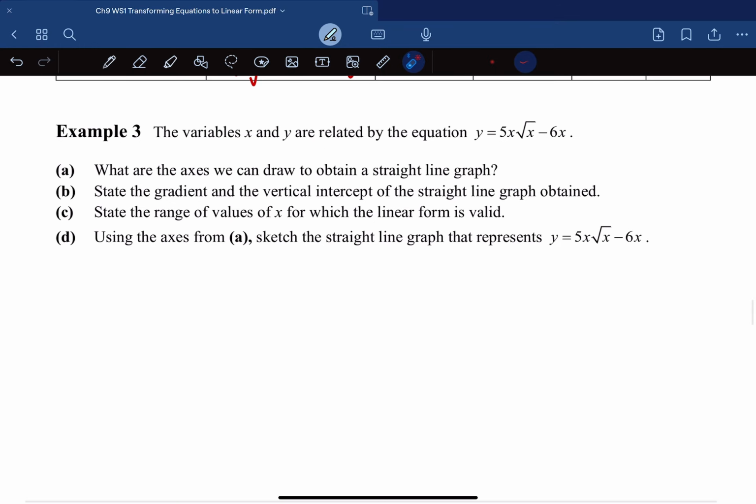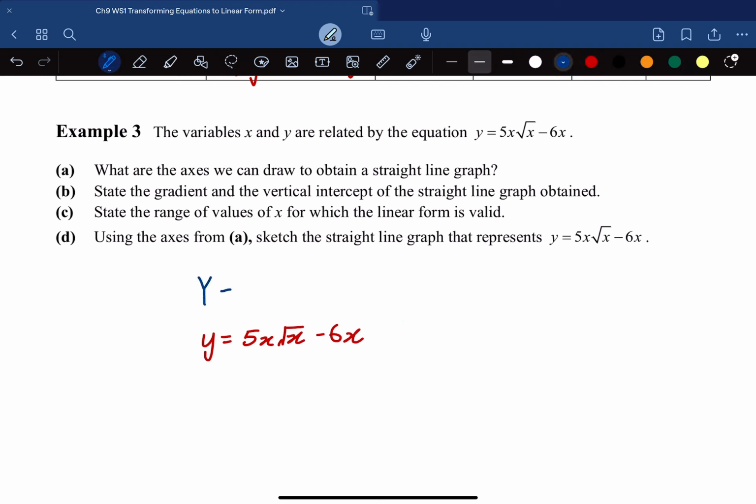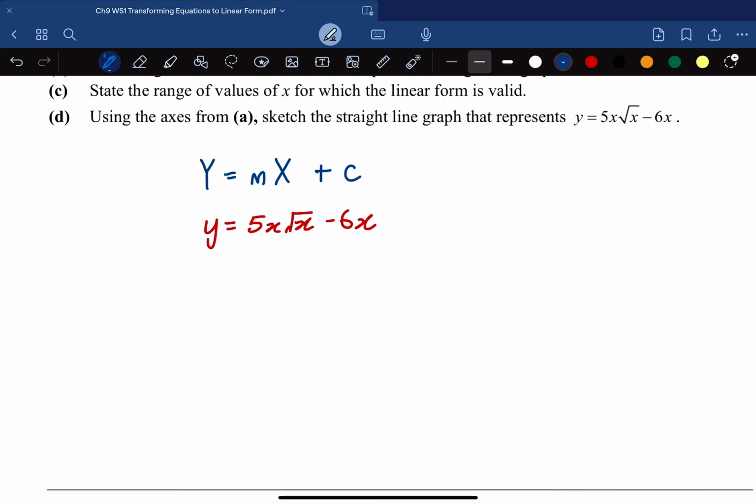Okay, example 3 here, I'm given this equation here. The question says, what are the axes we can draw to obtain a straight line graph? So from here, y equals to 5x times root x minus 6x. If you recall what is the general equation of a straight line graph, I need to change my equation to the form of capital Y equals to mx plus c. The variables should all be contained within the X and Y here. So let's rearrange here. There are actually two different ways which you can go about doing this.